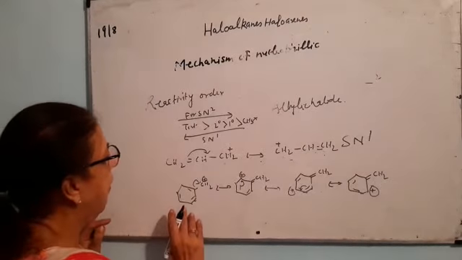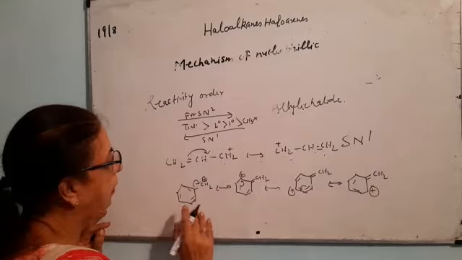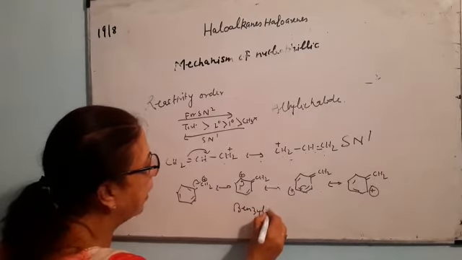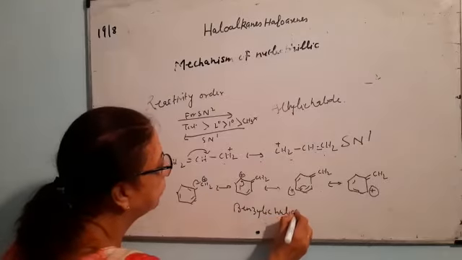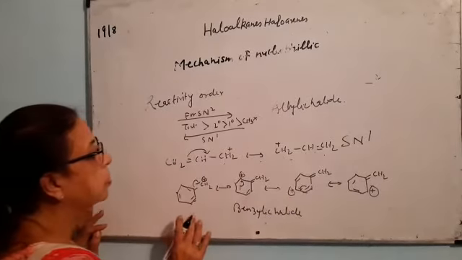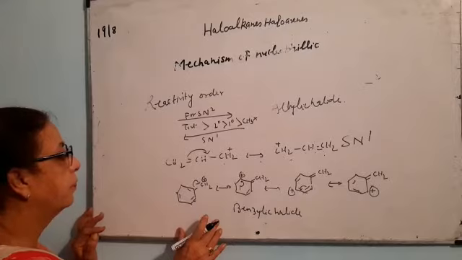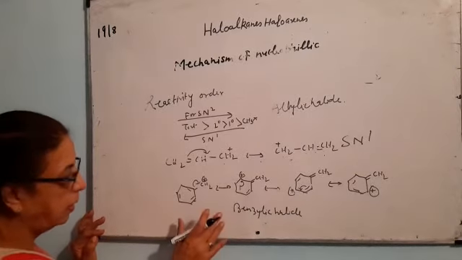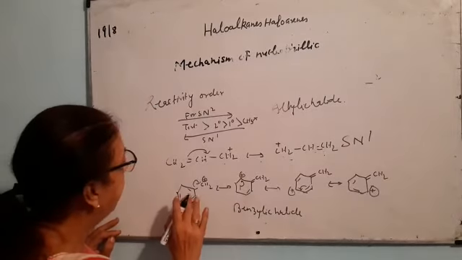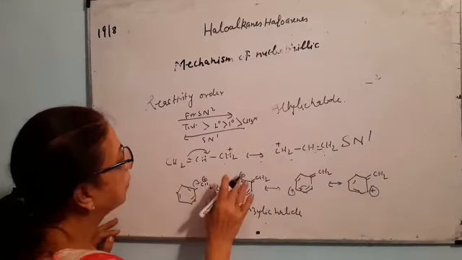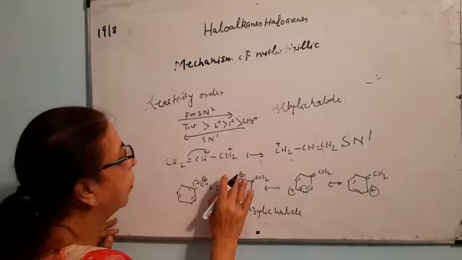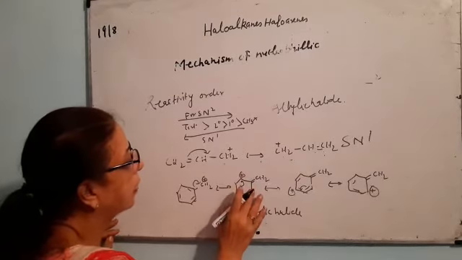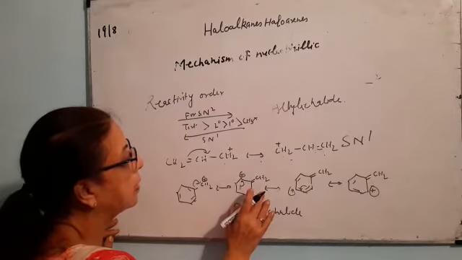Now let me take benzylic halide. These are benzylic halides. These are also stabilized by resonance. You have studied these resonating structures in class 11. There will be breaking of the bond and there will be the movement of this positive charge. It is delocalized over the whole of the benzene ring.